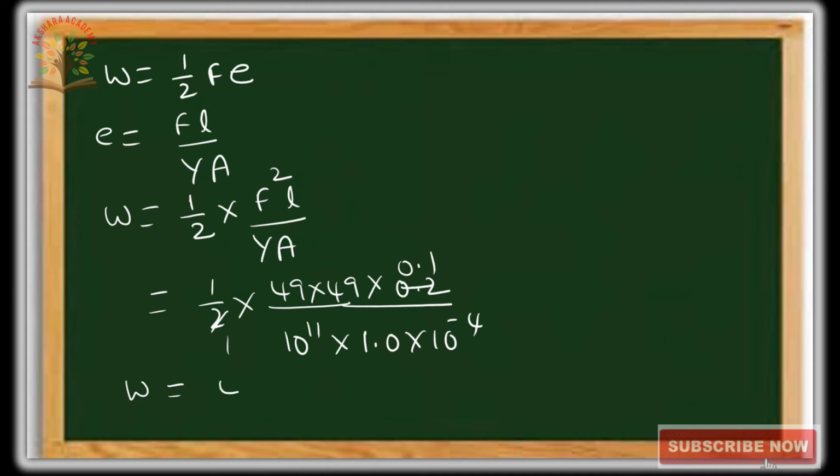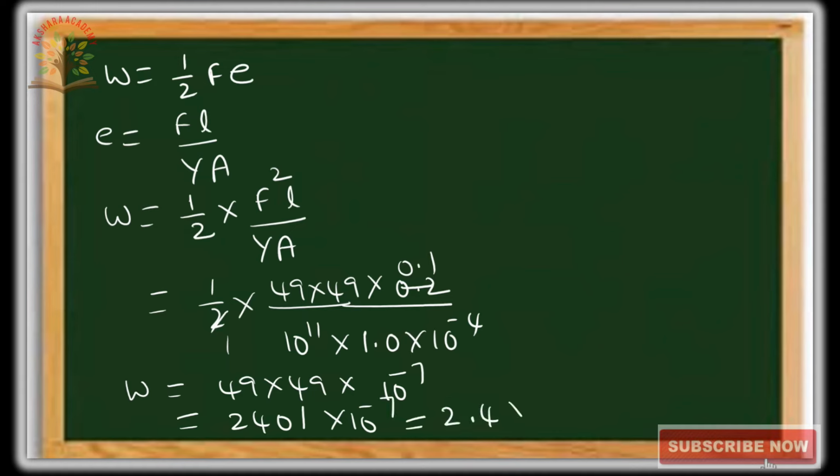W is equal to 49 into 49 into, finally we are getting, 10 to the power of minus 7. So this value will become 2401 into 10 to the power of minus 7. This can be written as 2.4 into 10 to the power of minus 5 joules. So W is equal to, final answer is 2.4 into 10 to the power of minus 5 joules.